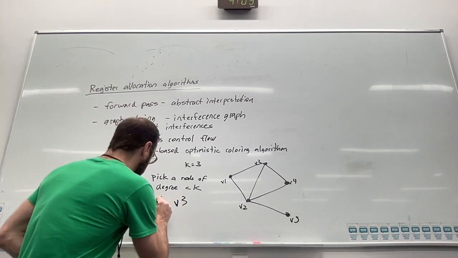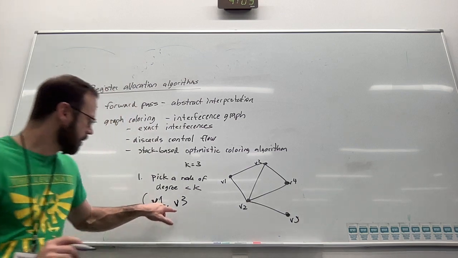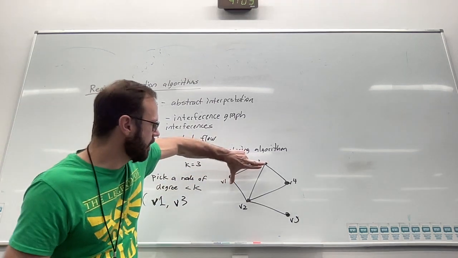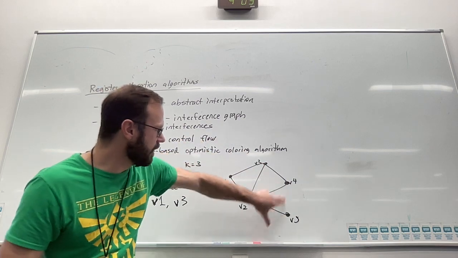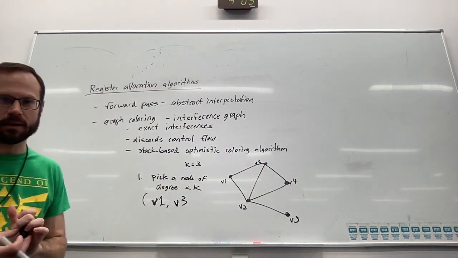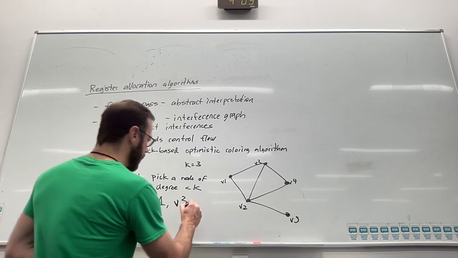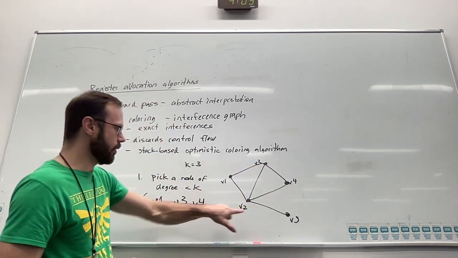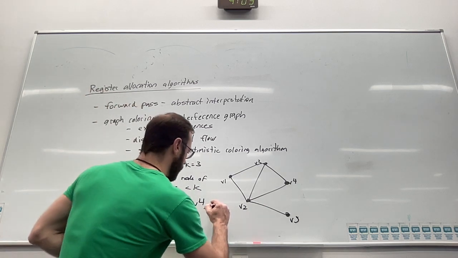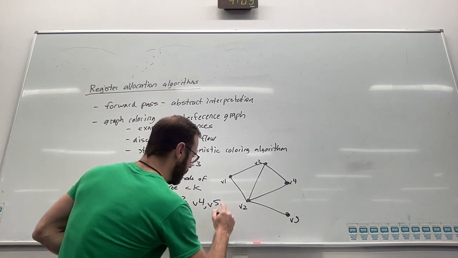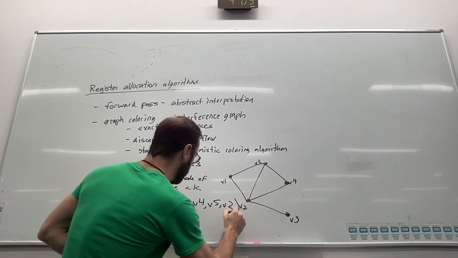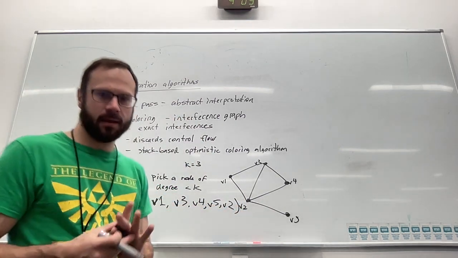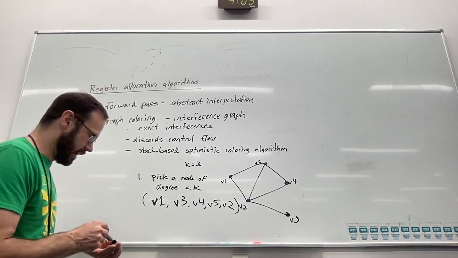We're just going to keep doing that. So V1 and V3 are now on the stack, and those are out of the graph. Now V2, V5, and V4 are all going to be less than k, so it doesn't actually matter. It turns out that in this graph, we could pick almost any order except starting with V2. If we do that, we end up with something that looks like this. These are all now nodes on the stack, and then we just start popping the stack.